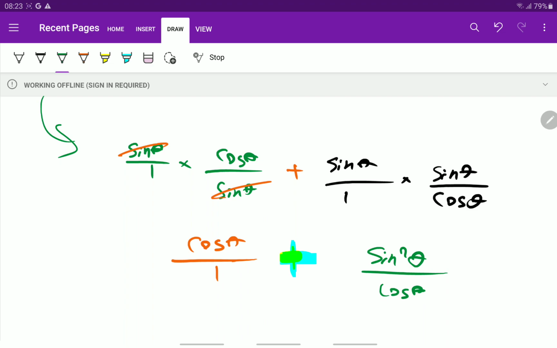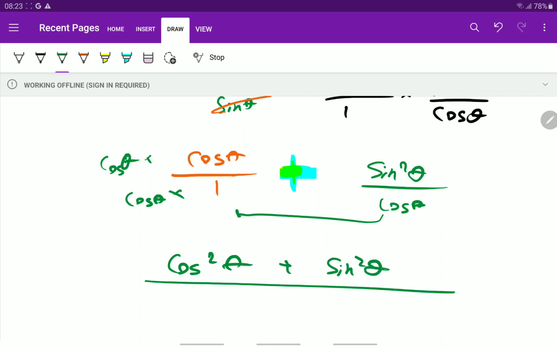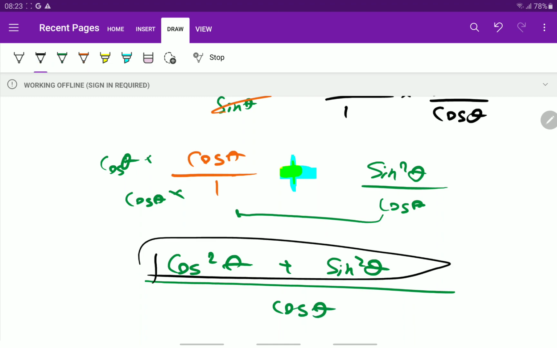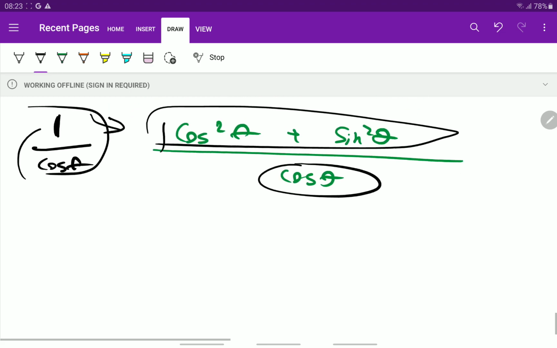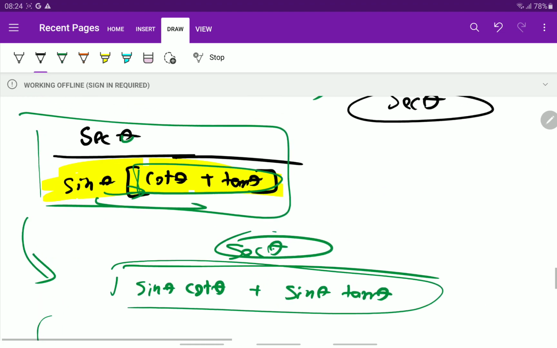So to add them, we need to make both of them the same denominator. So let's multiply both sides by cos theta. And the top becomes cos squared theta plus sine squared theta over cos theta. And this is starting to look similar to the older one. We can replace cos squared theta plus sine squared theta with 1 over cos theta. And as I just previously mentioned, 1 over cos theta is the same as secant theta. So we found the denominator. We simplified it down. It's secant theta.